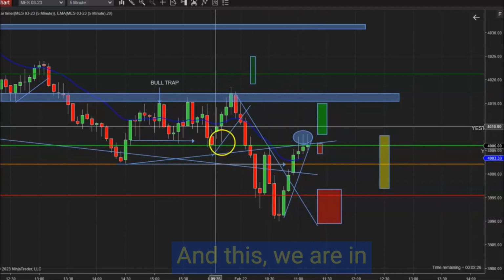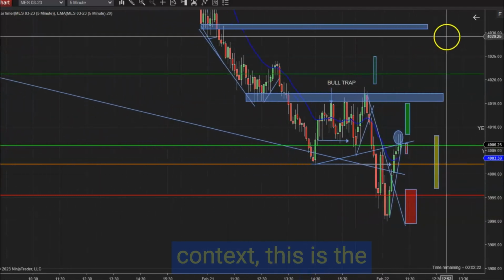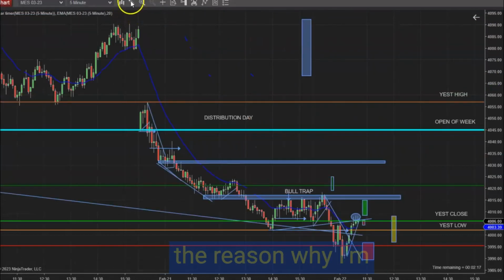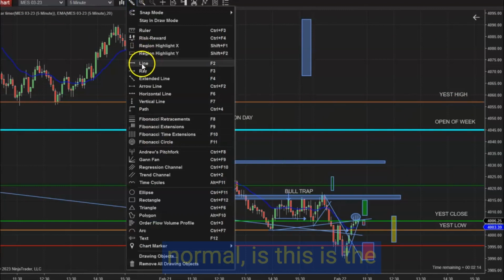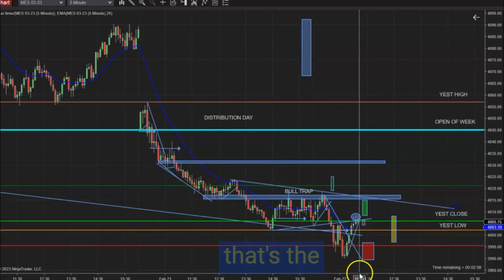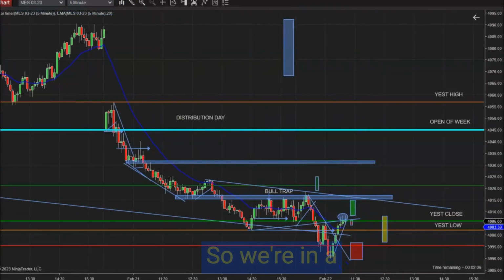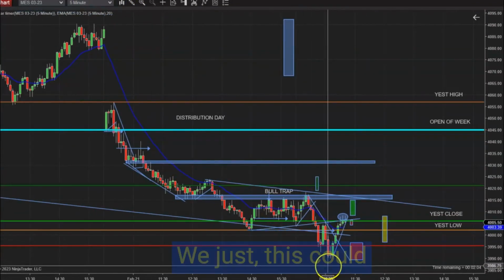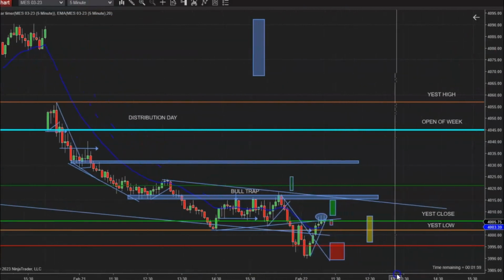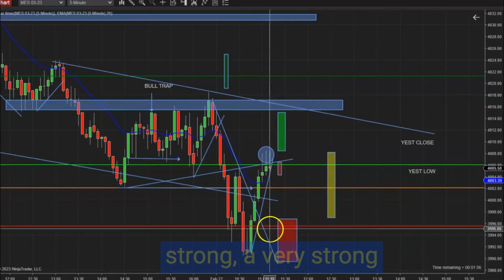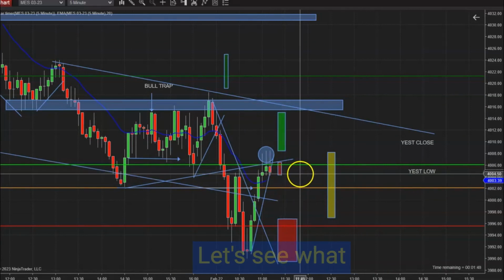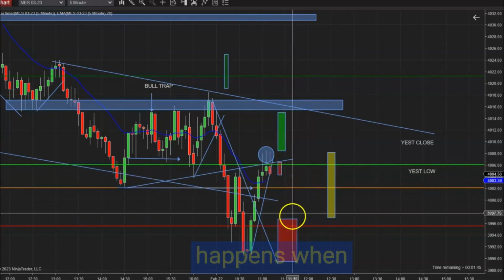And again, in context, this is the bigger picture, right? The reason I'm getting out faster than normal is the bigger picture. We're in a downtrend. This could be just a bull leg and then a continuation down. This seems very strong, a very strong reversal to me. I don't know. But now what we're going to see is what happens when it pulls back.